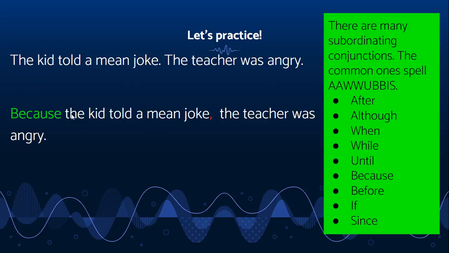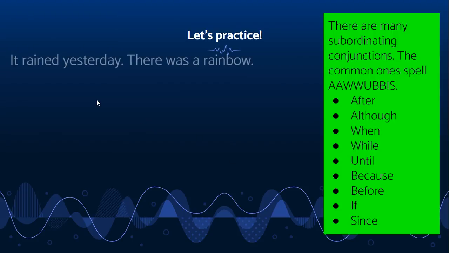If you picked "Because the kid told a mean joke, comma, the teacher was angry," that's a great choice. This shows a cause and effect relationship, so because is a good AWUBIS to pick, and then we put the comma between those two simple sentences. Let's do another one. It rained yesterday. There was a rainbow. So look at our list of AWUBIS conjunctions.